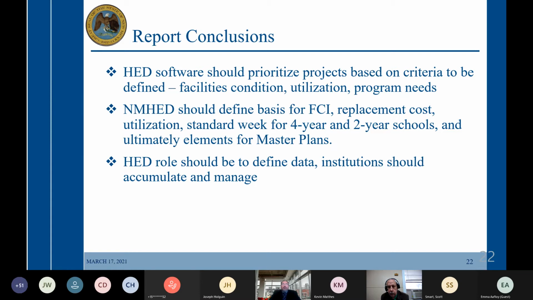And so we thought NMHED should begin to work towards not just asking everybody to have a master plan, but perhaps to define some of the elements that ought to be in that master plan. And when we looked at other states, without exception, we felt like NMHED's role should be to define the data, but the data is owned by the institutions and they accumulate it and manage it. This is no different than the institutions do with any of the other data, whether we're talking IPEDS or the Kubo or even the APA facilities reporting. The institutions should be responsible for the data and given some guidelines and definitions on how to accumulate it. Okay?